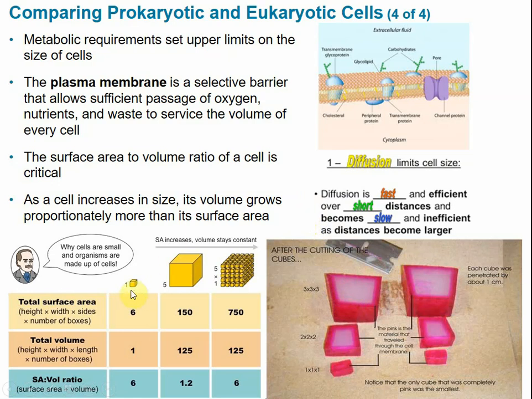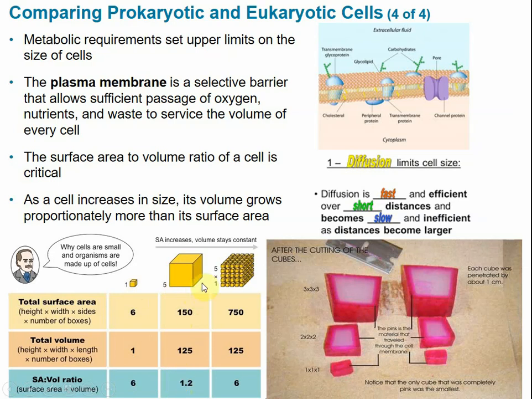So this is showing one cell, right? So one cube-shaped cell. Say we have a total surface area of 6, and a total volume of 1. So our surface area to volume ratio is 6. If we were to increase the size of this cube by 5, now the total surface area is 150, total volume is 125, and our ratio has gone down to 1.2.